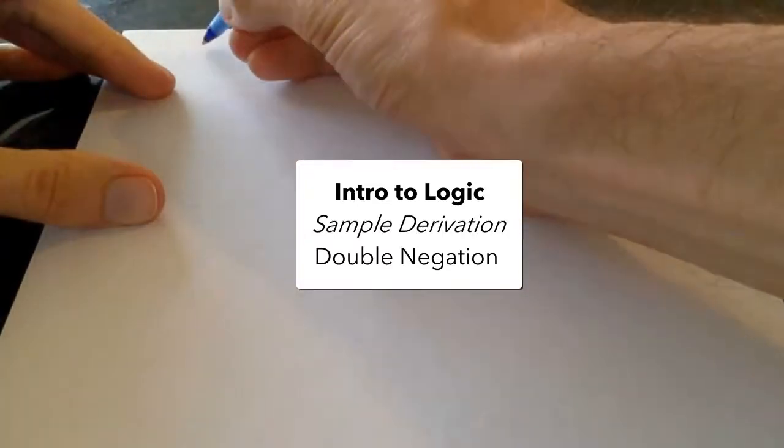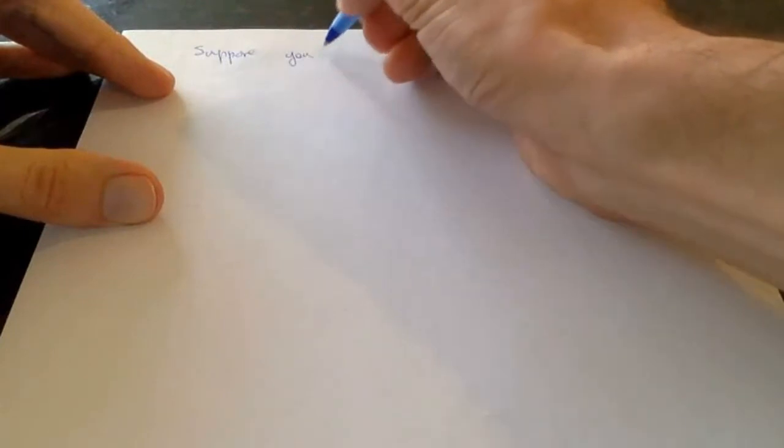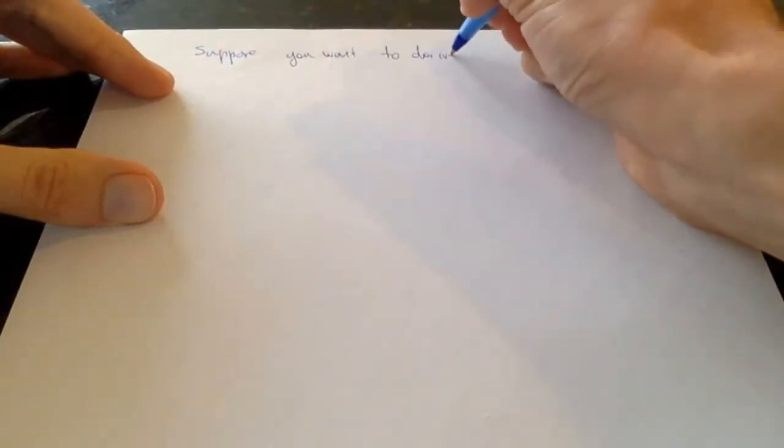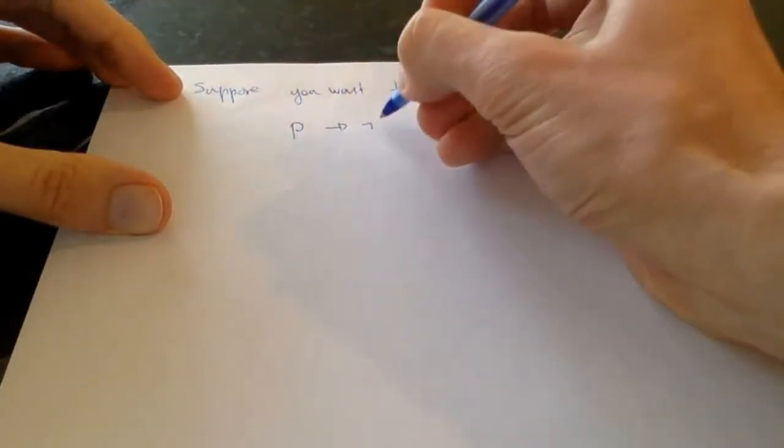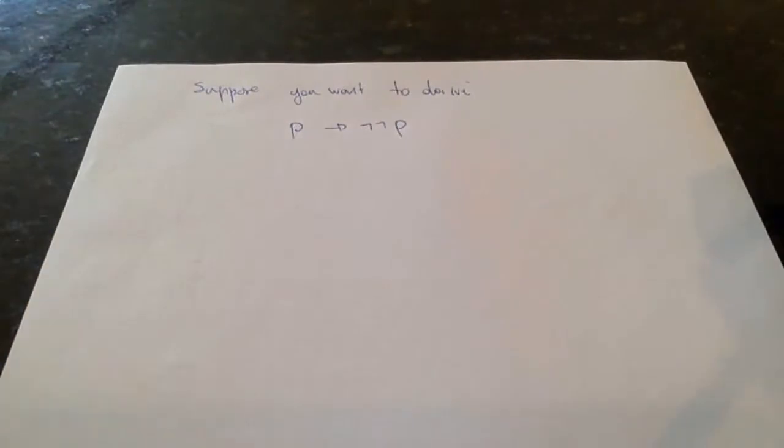Suppose you want to derive the following formula: P implies not not P. So P implies the double negation.